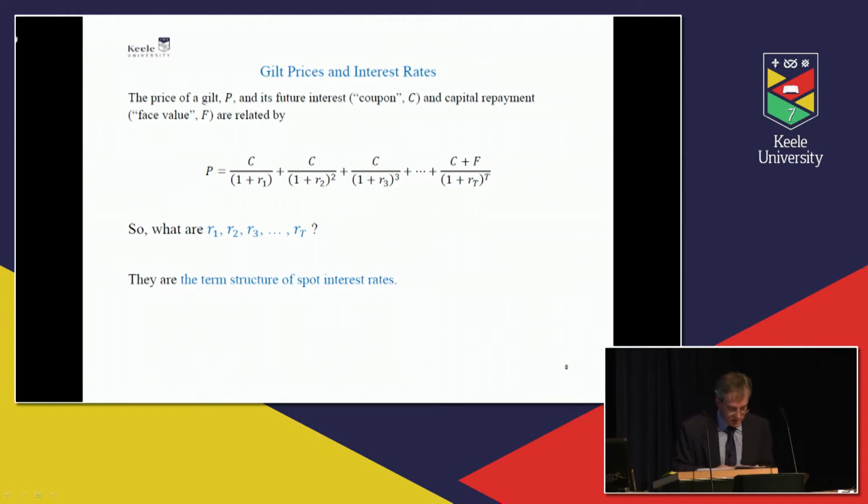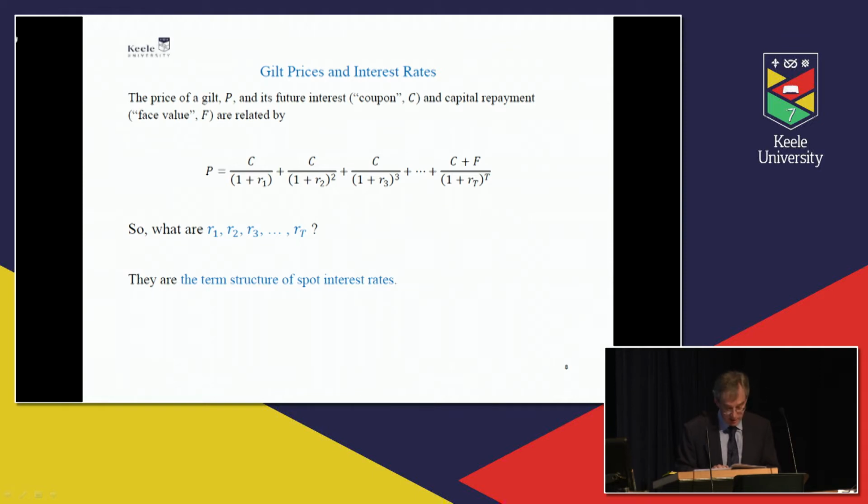The price of a gilt, here denoted P, and its future interest or coupon payment C, and its capital repayment value F, are related by that equation there. So what are the things that I haven't mentioned so far? R1, R2, R3, and so on up to R capital T. Well, they're interest rates. And the set of them is known as the term structure of interest rates because it reflects the different interest rates that apply for different terms, different lengths of time. You'll be familiar with the fact that if you save with a building society for a longer period, you may get a better, higher rate of interest than if you keep your cash on instant access. And so here, we might expect the rates for more distant cash to be different from each other.